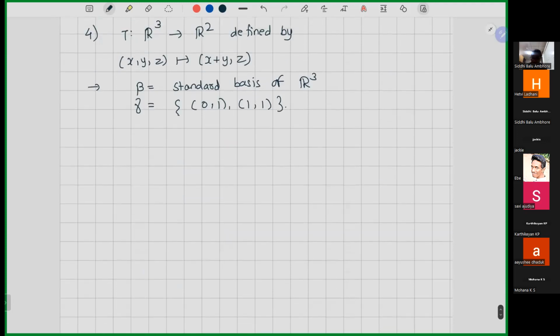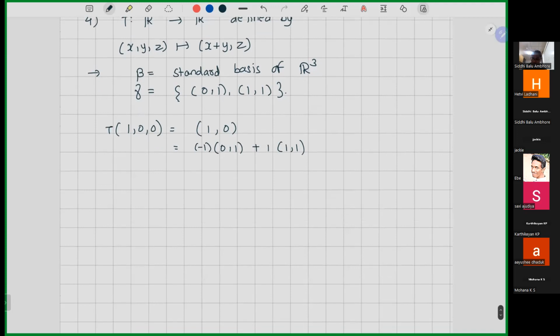So we will start finding the linear transformation matrix for this. It will be (1, 0), and how can I write (1, 0) here? I'm just directly writing it: minus 1 times (0, 1) plus 1 times (1, 1), right? You can check this because this will be 1 plus 1 plus 0, 1, 1 minus 1, 0. So this gives my first coefficients.